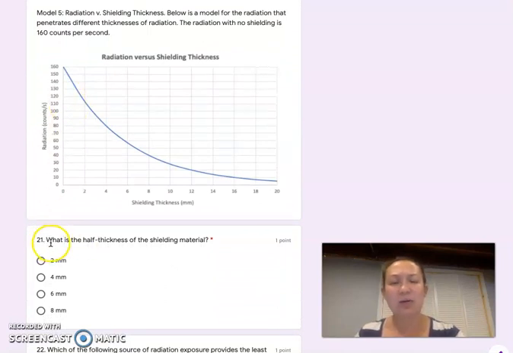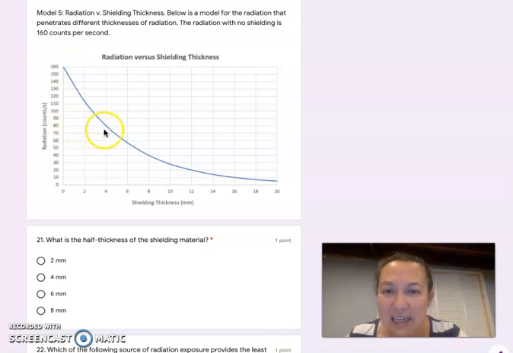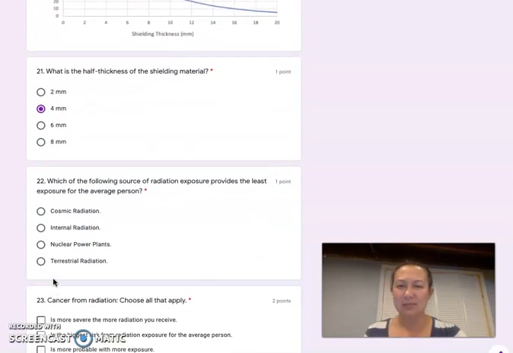I had a lot of questions on half thickness. Half thickness is the amount of shielding you need to get rid of 50% of the radiation. So if you started with 160 counts per second, 80 counts per second occurs at 4 millimeters. That's your half thickness.